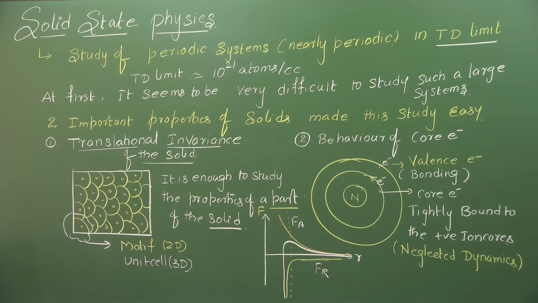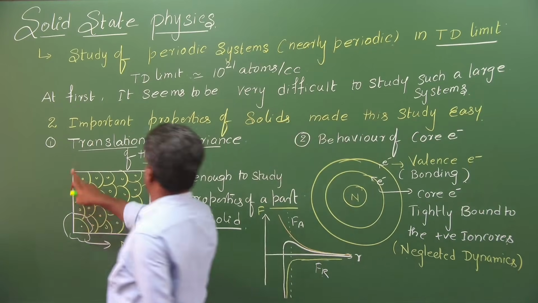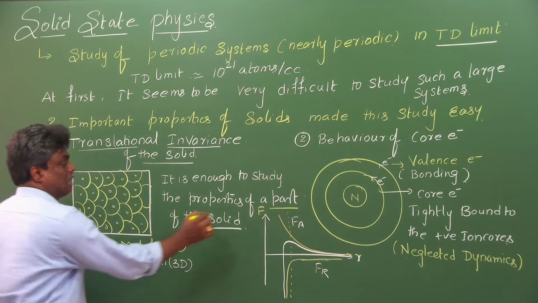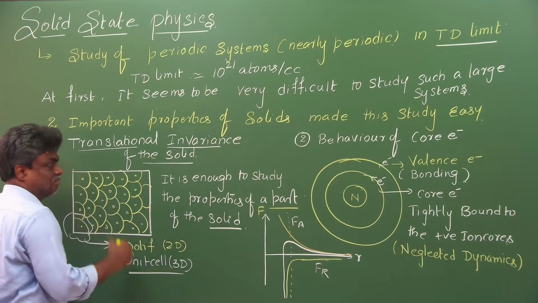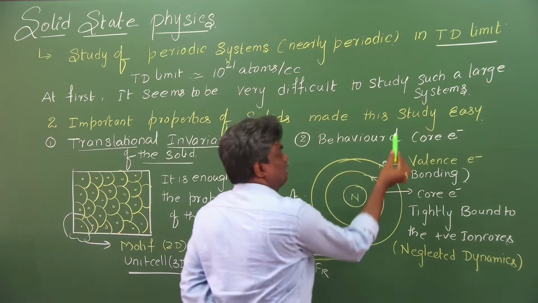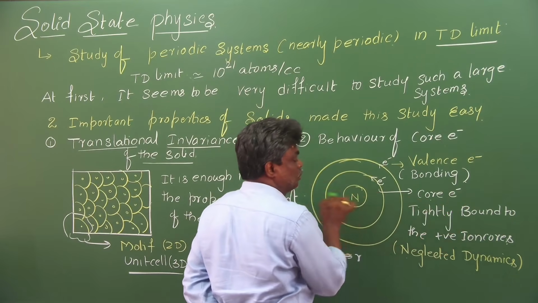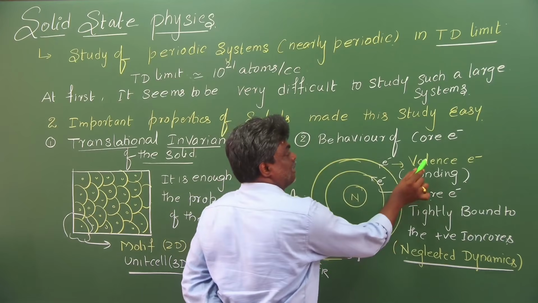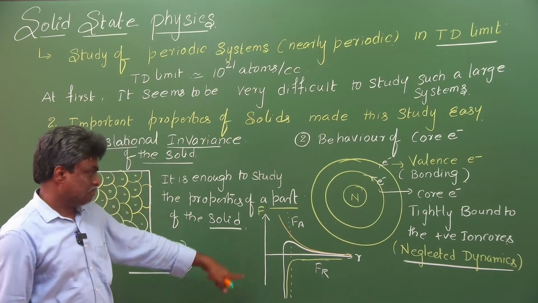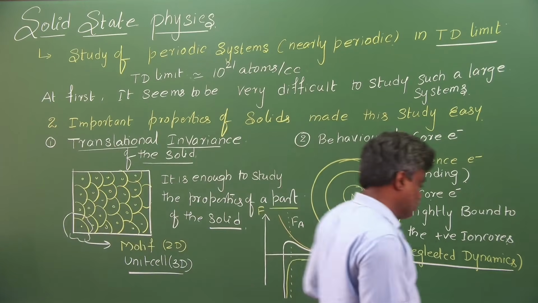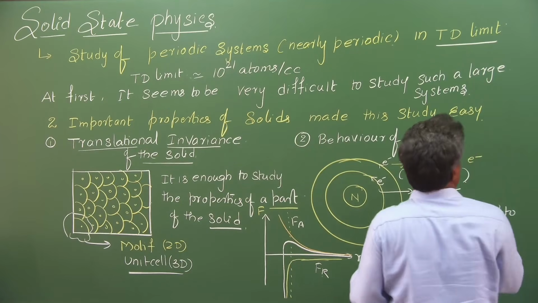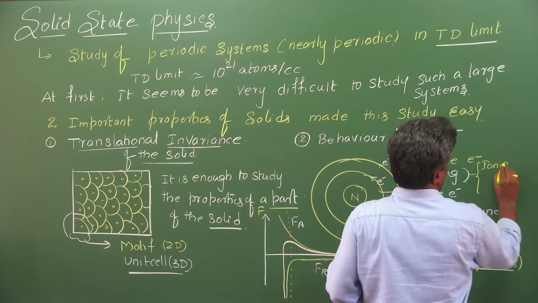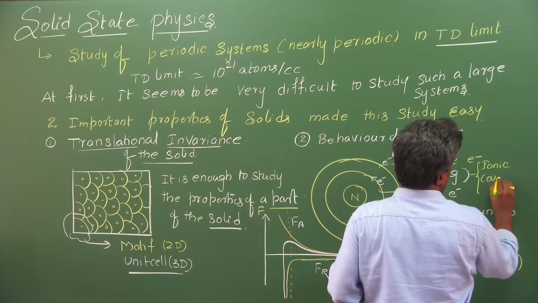So finally we understand two things. You need not bother about the total crystal, only about a part of the solid. That part of the solid is nothing but the unit cell. And the core electrons are tightly bound to the ion cores. That's why we neglected their dynamics. That's nice. Only valence electrons are participating in the bonding. This is how the bonding is. What are the types of bonding you have? Ionic bond, covalent bond, metallic bond.